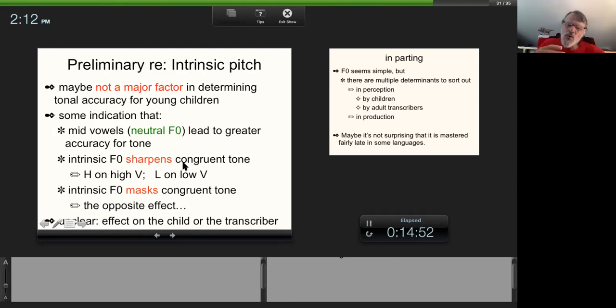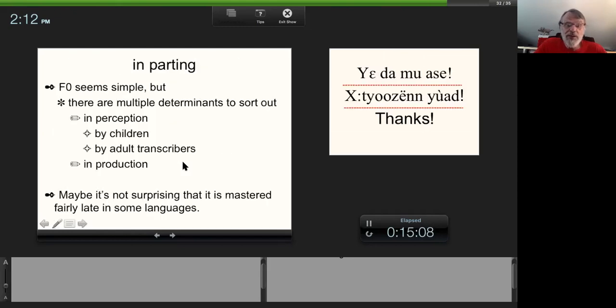or perhaps intrinsic pitch masking congruent tones so that low tone is better on high vowels and high tone is better on low vowels. Whether or not this is an effect in the child or an effect in the transcriber, we don't know. Fundamental frequency seems simple, but there are multiple determinants that need to be sorted out by children in their perception and their production and by adult transcribers of those children. And perhaps it's not surprising that tone is mastered relatively late in some languages.